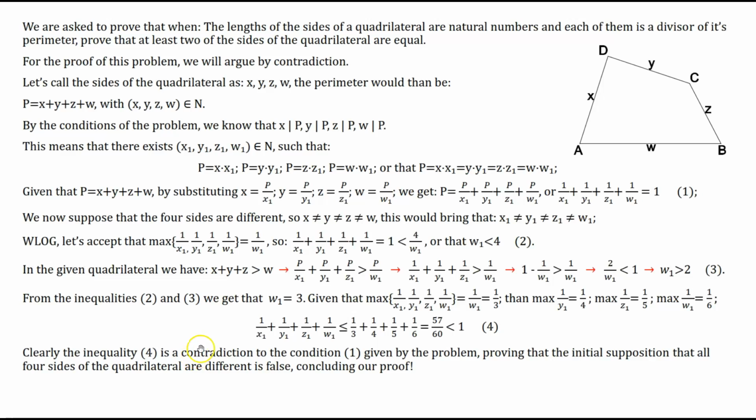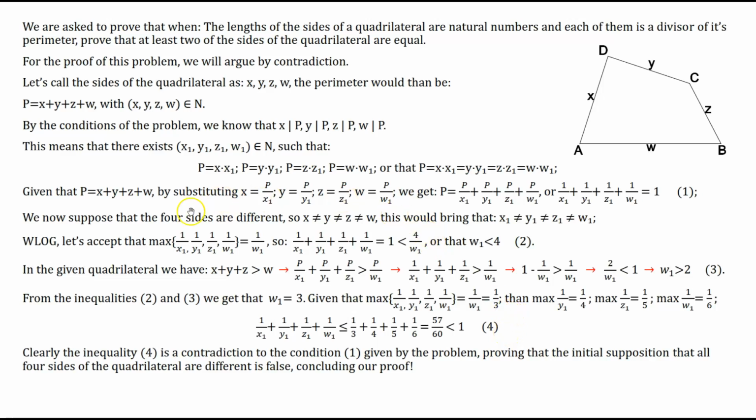So this means that, given that we have a contradiction over here, the initial supposition that all four sides are natural numbers and different from each other is not correct and is false. So this means that our proof is concluded and that at least two of the sides of this quadrilateral are equal to each other. So, to make a little bit of recapitulation of the situation that we discussed up here.